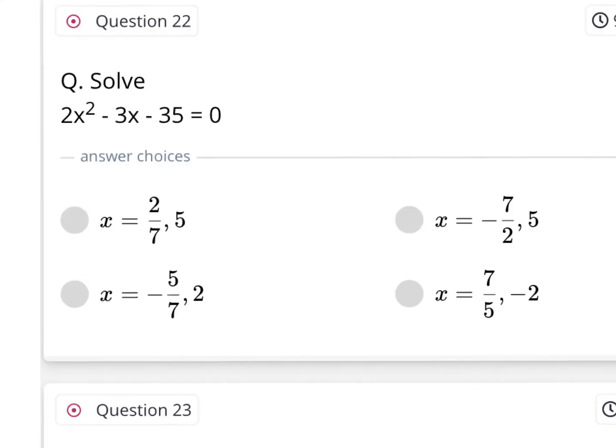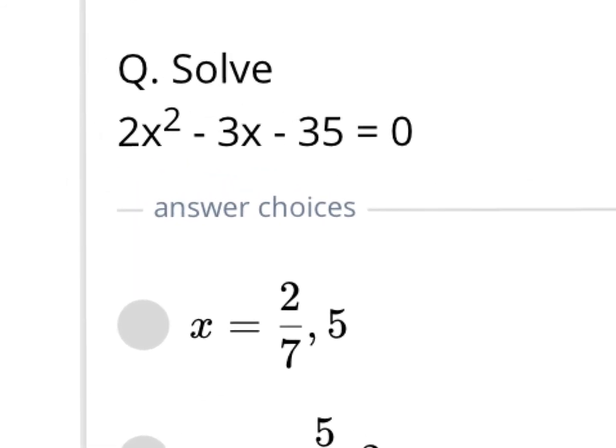Question 22 is slightly different because the a value is actually a 2. The a value is a 2. The b value is negative 3. C value is negative 35. So you cannot set up parentheses x, x because there's a 2 right there, right? X times x is not 2x squared. So you might have a 2 here, you might have a 2 over here. So we cannot just jump right into the factored form format.